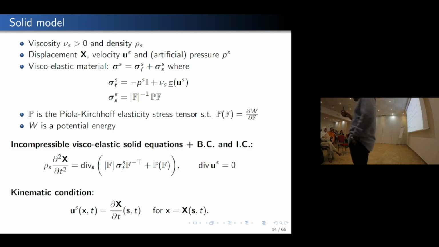The kinematic condition is this equation basically, so the velocity of the solid us is equal to the time derivative of the displacement X, where small x equals capital X applied to s and t. Then I will tell you how to enforce this condition in the fictitious domain case.